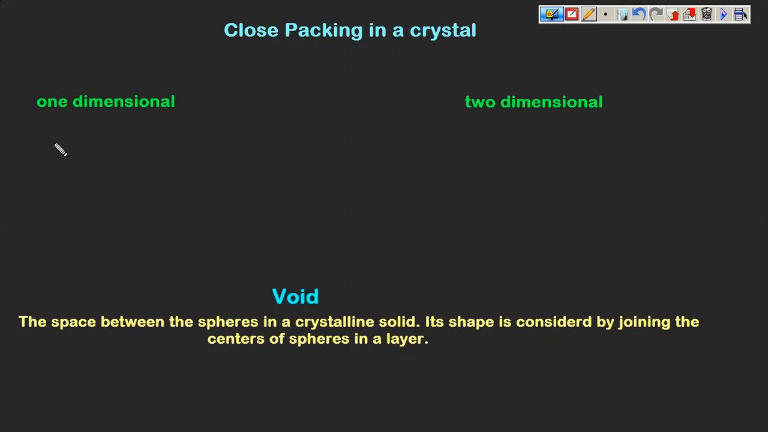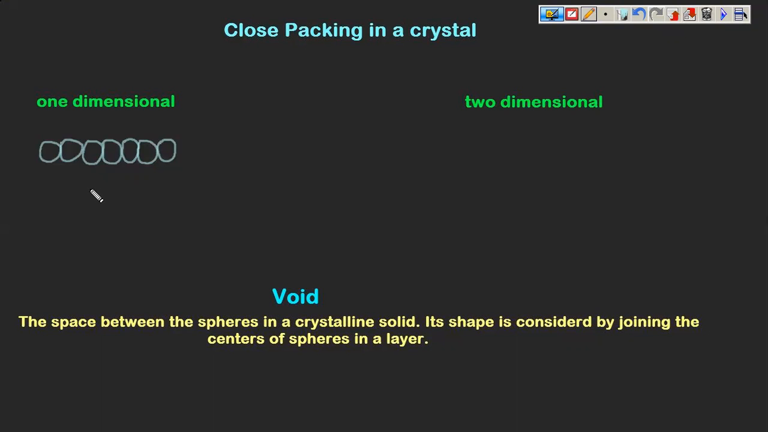If we talk about crystalline solids, they have particles in an order. This order is a perfect order. Suppose we arrange the particles in a linear way, and it forms a row. Then it is one-dimensional close packing.